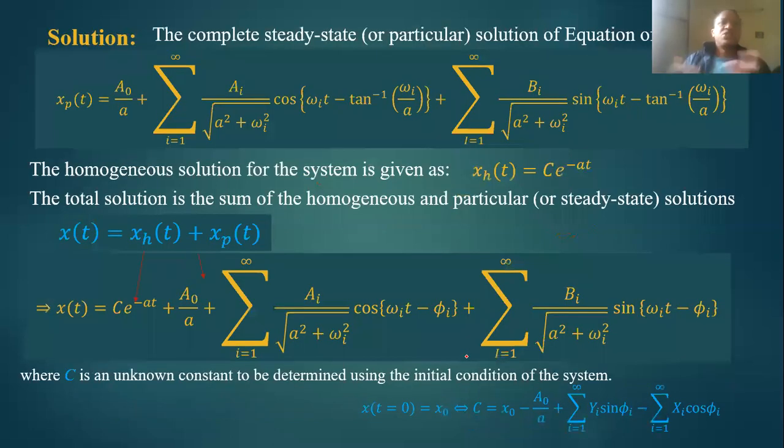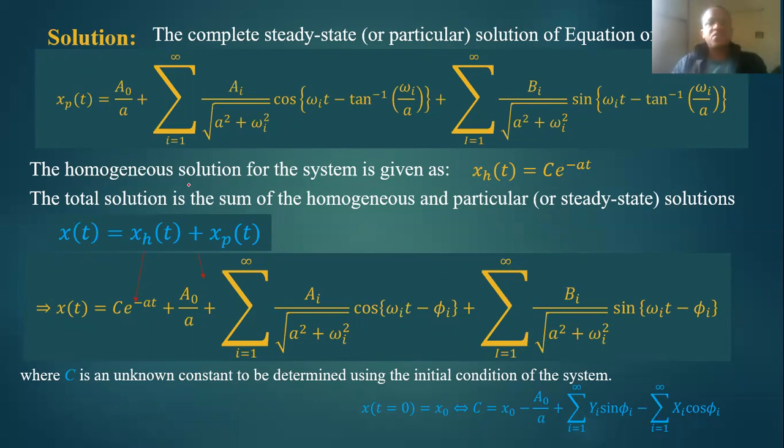So finally, the complete steady state solution for this case is the sum of a naught over a, the solution for the constant term, and the solutions for the cosine terms and sine terms. This is the particular solution, or steady state solution.